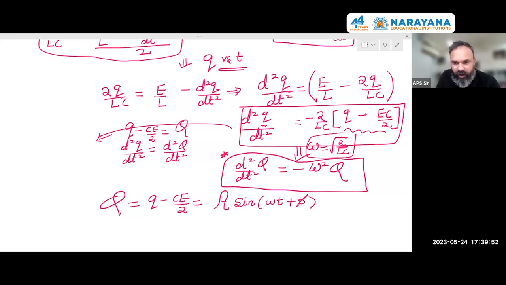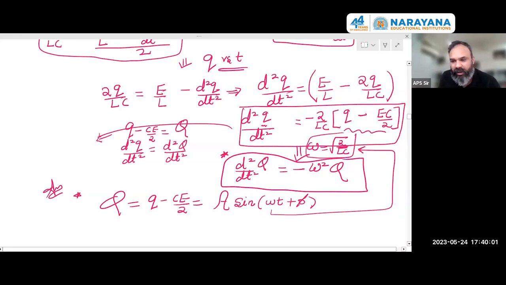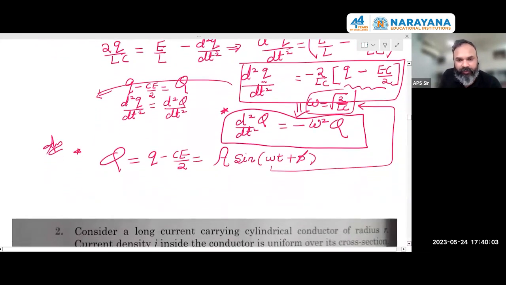So basically, omega is known to us. Now to answer for capital Q or q, you are bothered about A and phi. But there are two things which are known to us in the problem. If you read the problem, boundary conditions. At t is equal to 0, you know that the charge was 0 in the problem. So it is minus CE by 2 is equal to A sine phi.